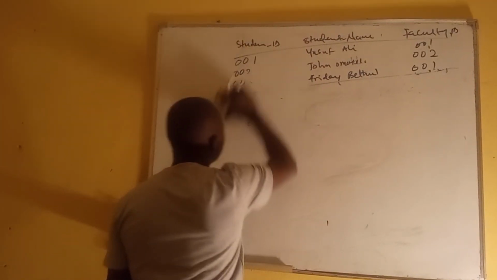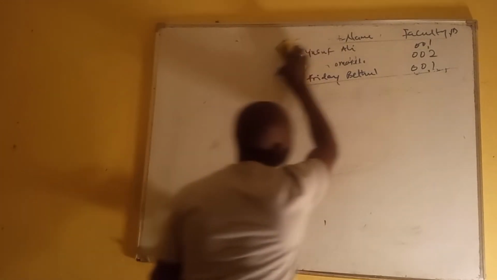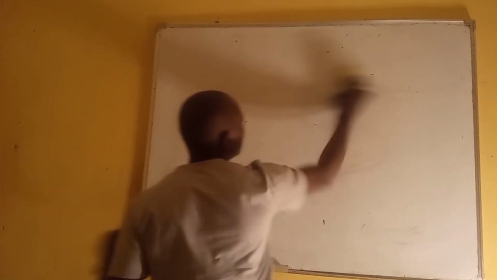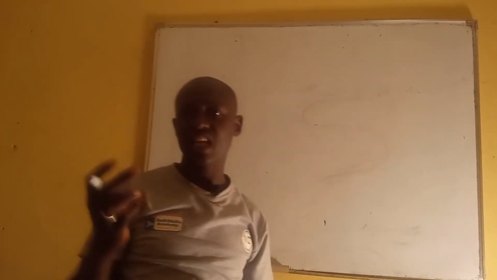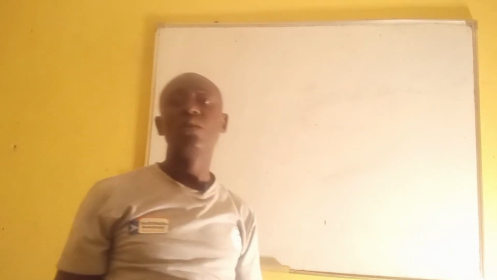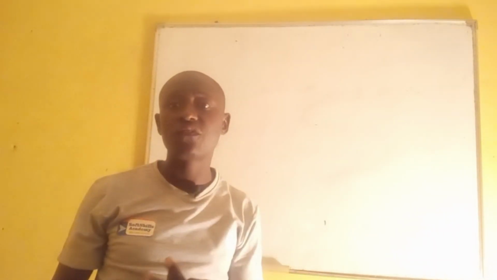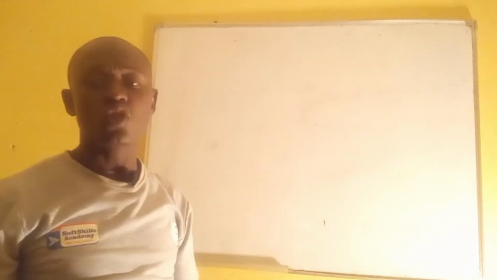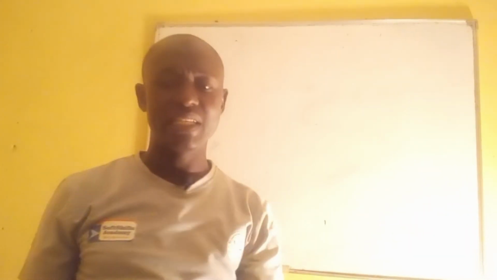In the third normalization form, rule number one states that your table should be in what? In second normal form. Your table should be in second normalization form, that is number one. Number two, it should not have what we call transitive dependency. So here, we are going to look at this transitive dependency.